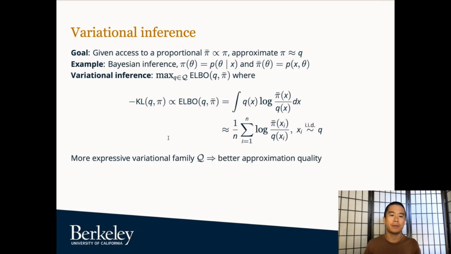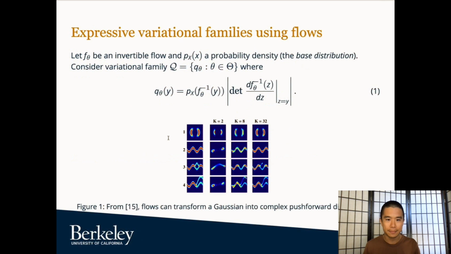A more expressive variational family Q yields better approximation as it allows little q to be closer to the target pi. How can we make a variational family more expressive? One idea is to use push forwards under normalizing flows.